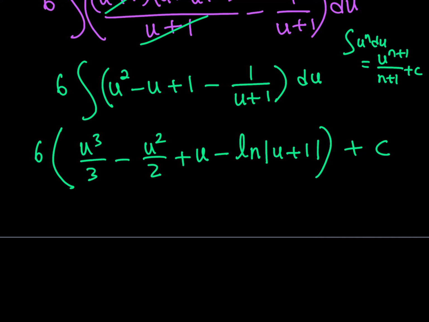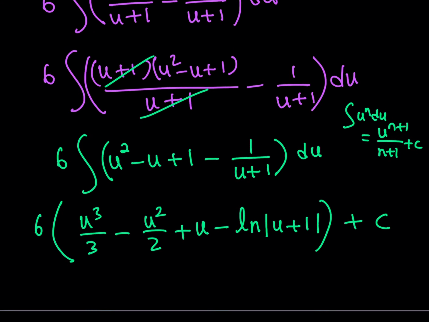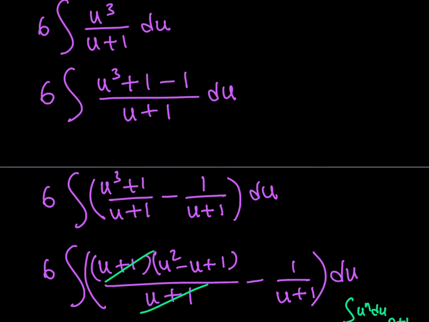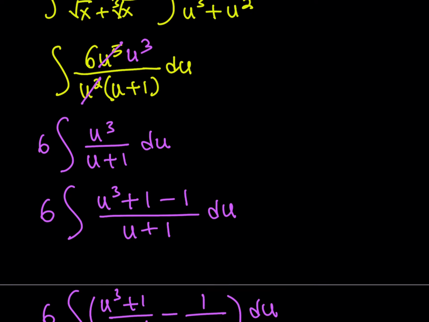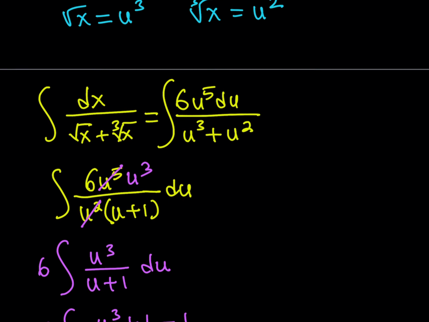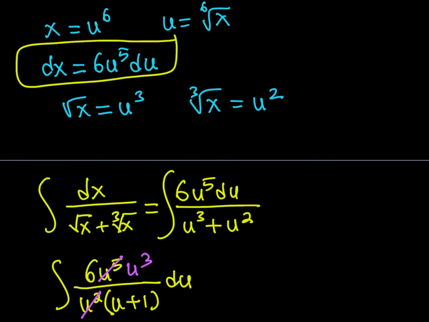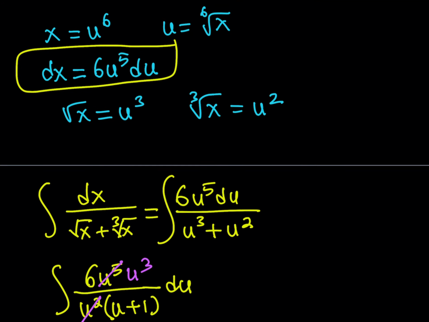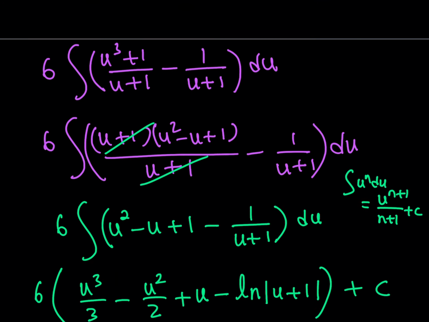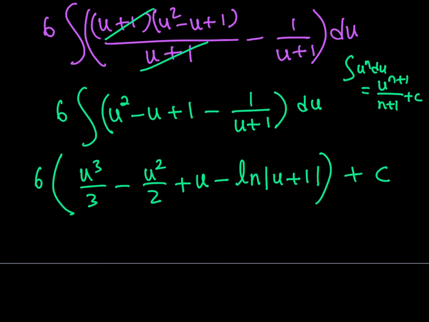Okay, that's pretty much the answer, but let's go ahead and back substitute. So what is u cubed equal to? What is u squared equal to? If you remember, we said that the 6th root of x was replaced with u, right? So u is equal to the 6th root of x. But in my expression, I basically have x equals u to the 6th power, right? So x equals u to the 6th. Let's go ahead and write it down here. x equals u to the 6th, which means u can be written as the 6th root of x.